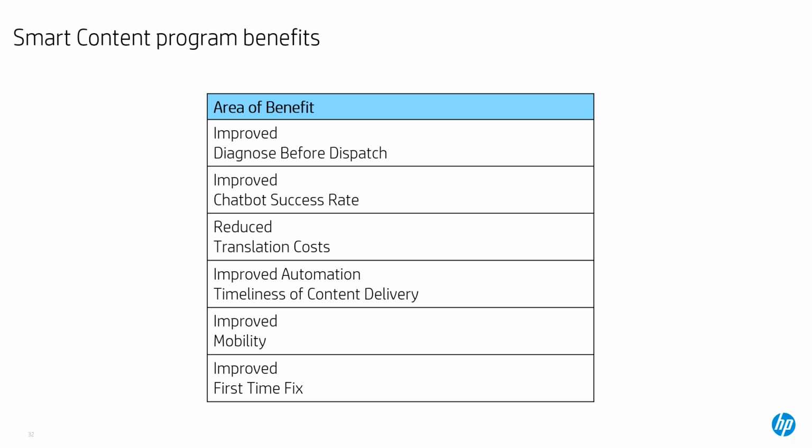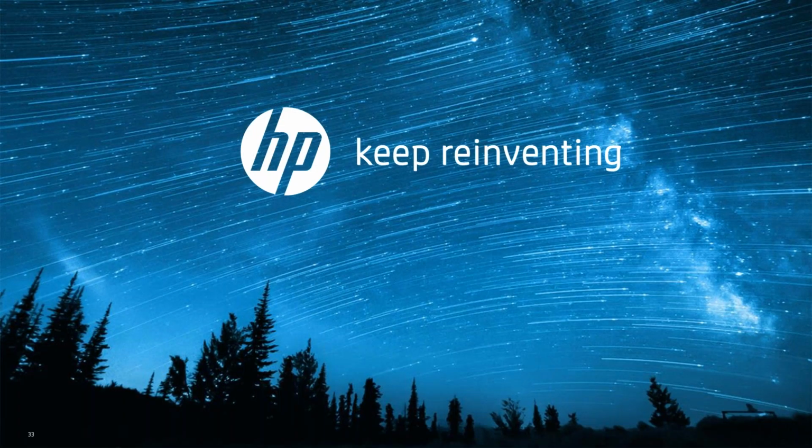Translation costs have reduced because of the way we manage the content. We've improved automation. The timeliness of the content delivery definitely has improved because we publish smaller bite-sized chunks dynamically. We've also improved mobility and also improved the first-time fix. Overall, this has been a great success. That would be the end of my presentation. Thank you.